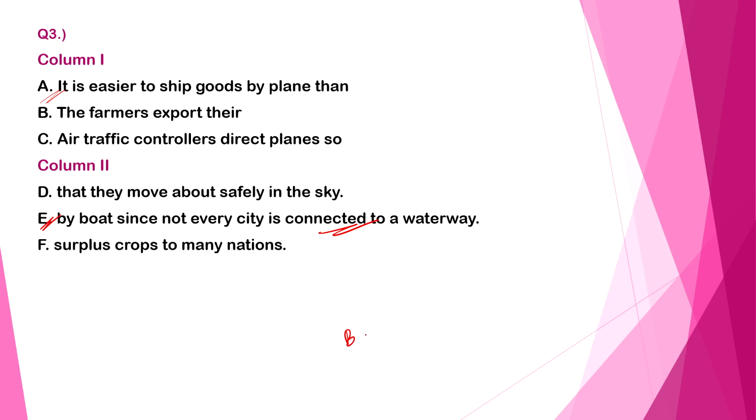Now, parts B and F form a coherent pair as F mentions what the farmers export. Also, parts C and D could have formed a coherent pair contextually, but the use of the adjective safe instead of the adverb safely to qualify the verb move about makes the sentence grammatically incorrect.